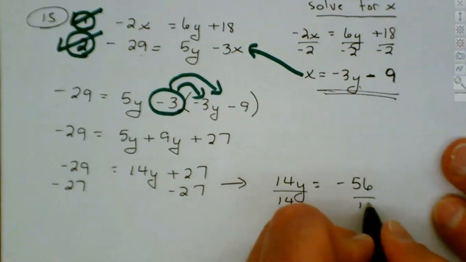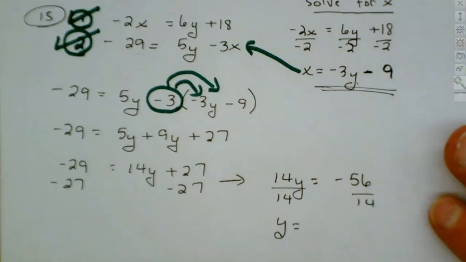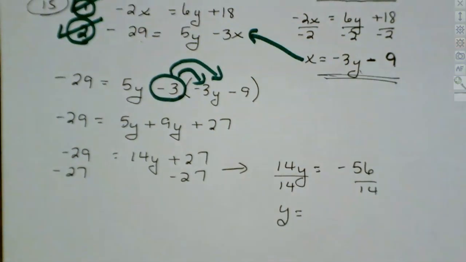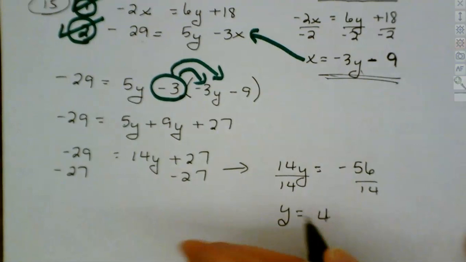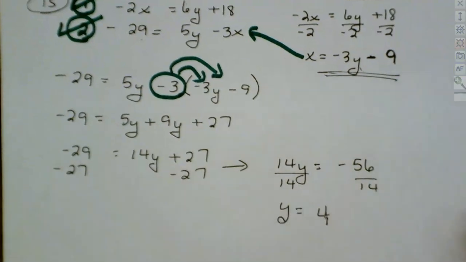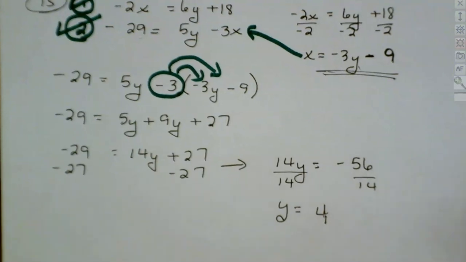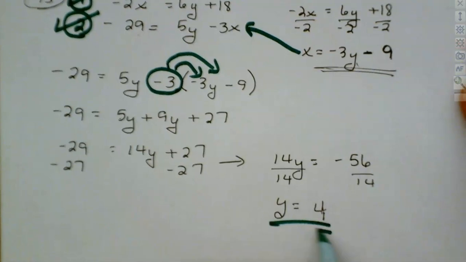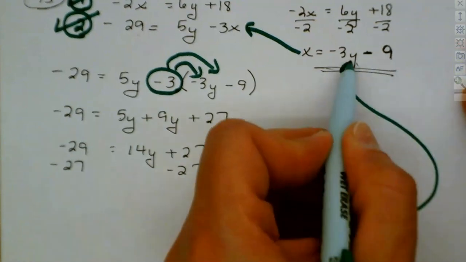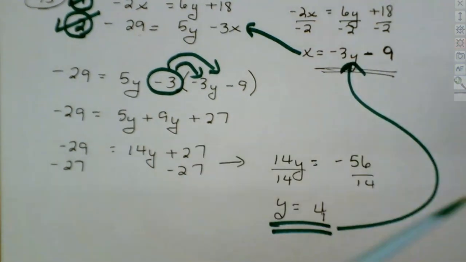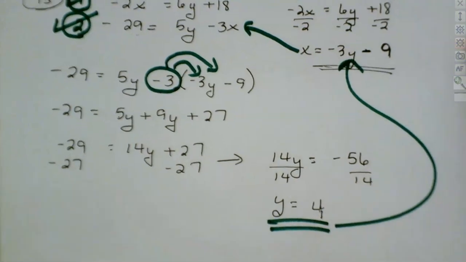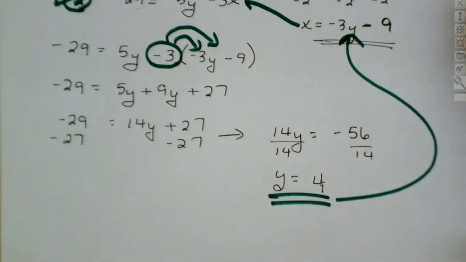Divide by our 14, and it should come out evenly. And what does it now come out to give you? 4. How do we find the other variable, the one that we're missing? We plug it back in somewhere. Does it matter where we plug it into? No. You can even plug it back into here if you want. Doesn't matter. I'm just going to plug it in there. As long as you plug it back in somewhere, that's all you have to do.